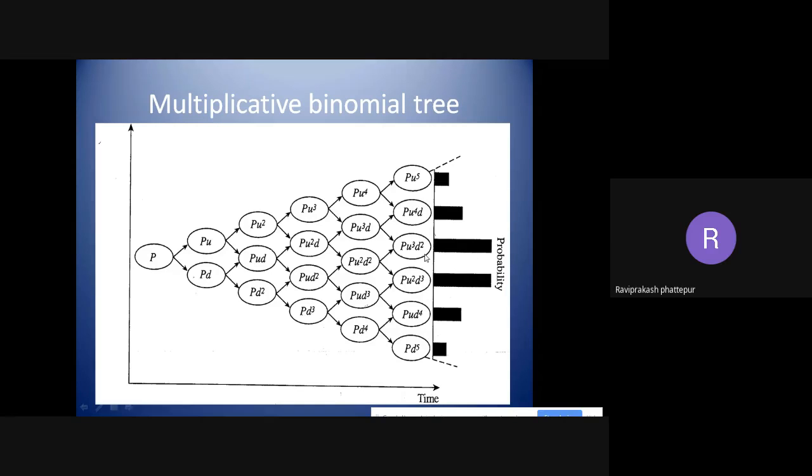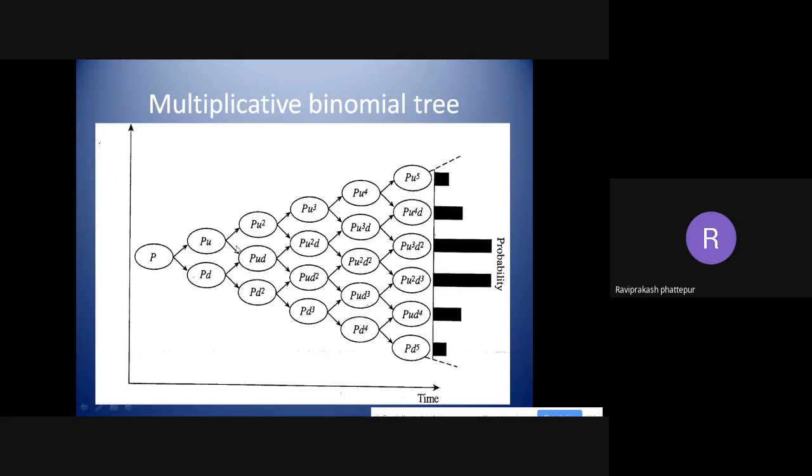The probability is maximum for these two, pu cube d square or pu square d cube. Why? Because the combinations increase the probability here, which is why you get the biggest value at the middle. The smallest probability is at the farthest ends from the middle, that is pu raised to 5 or pd raised to 5. In both cases the chances of happening are very, very low. The chances increase for pu d raised to 4 and pu raised to 4 d, and the maximum probability is for pu cube d square and pu square d cube. This is the multiplicative binomial tree.